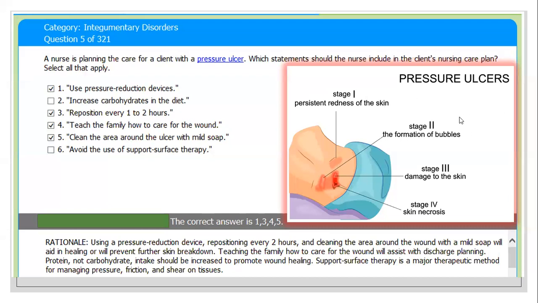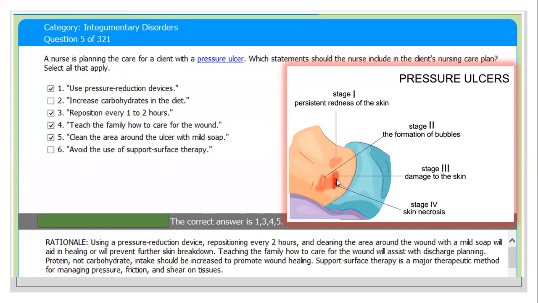And stage 2 or grade 2, the formation of bubbles, this one. In stage 2, we see partial thickness skin loss involving epidermis or dermis or both. And in stage 2 or grade 2, the ulcer is superficial and presents clinically as an abrasion or blister or bubble.